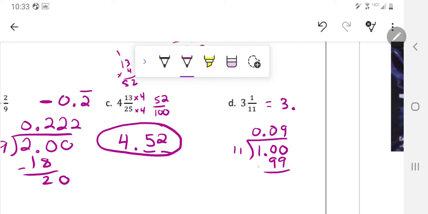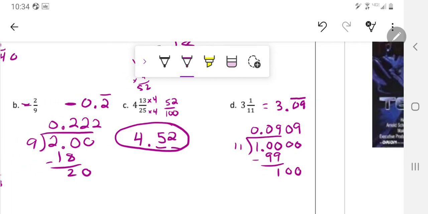Oh boy, this looks fun. So then we get 1 again. All right, we bring down. 11 goes into 10. Oh, no, it doesn't. We got to bring something else down. And now it goes into it one more time. So that's 09. So what repeats? The 0, the 9, or both? If you said both, you are correct. It's going to repeat 09. We have to put the bar over both of those. So 3.09 repeating. 3.09 repeating is the answer there.